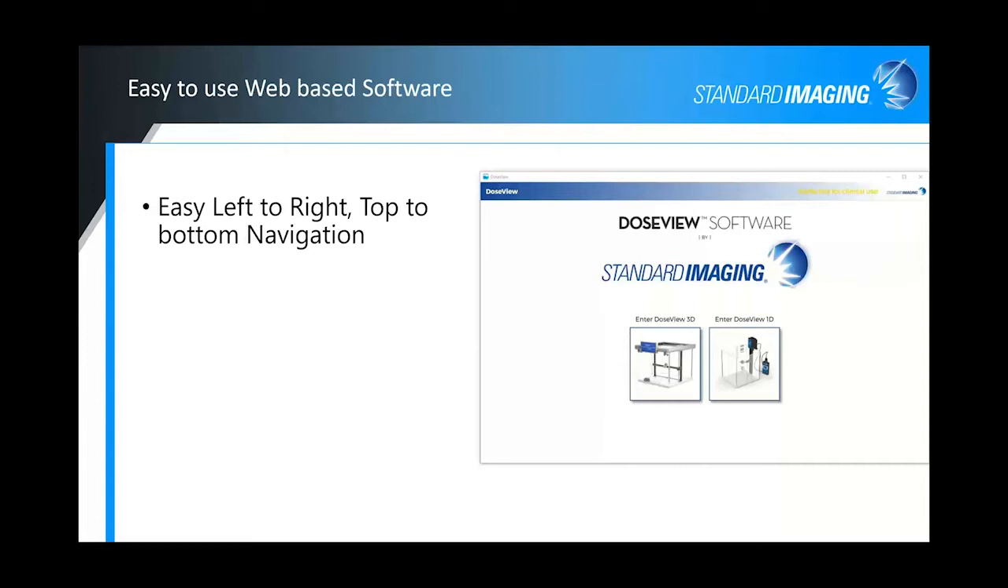Some features of our DoseView software for the 1D. This is our splash page, which you'll see when I show you the software in a few minutes, a little more in depth. But it's an easy left to right navigation, top to bottom, very similar to what you're used to with your existing Windows-based software or Mac-based software. Allows you very easy navigation throughout the system. We like to say there's no hidden features. Everything is right at your fingertips. You don't have to go digging for different folders or different tabs, things like that. It's a very easy, quick workflow through the whole software.